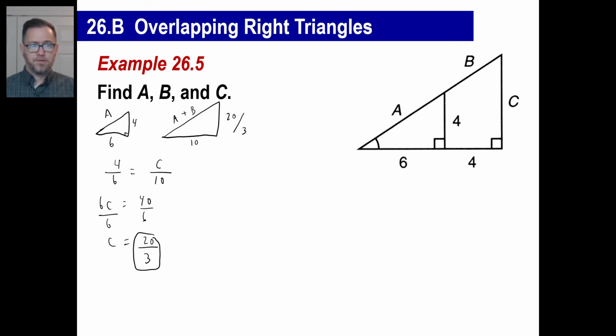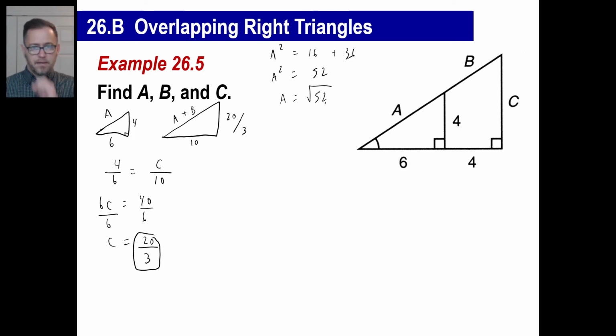Okay, and the answer is we can find A by a special method that we've used before, but we haven't used with these similar triangles before. And that's the Pythagorean Theorem. Remember that? 6 squared plus 4 squared equals A squared. So that's what we're going to do. So we're going to go A squared is equal to 4 squared, 16, plus 6 squared, 36. So A squared is equal to 52. So A is going to be the square root of 52.